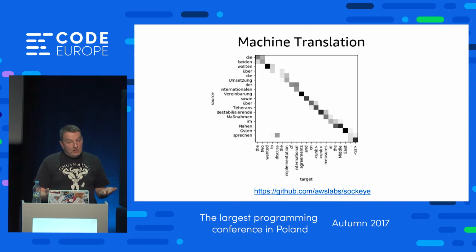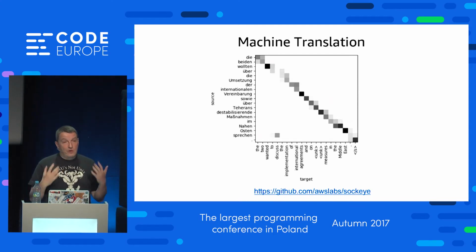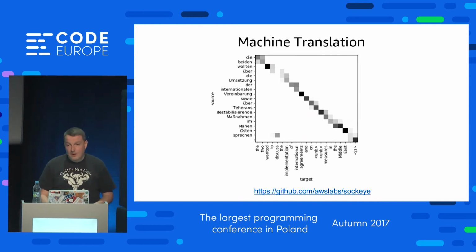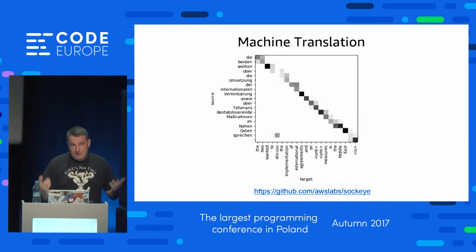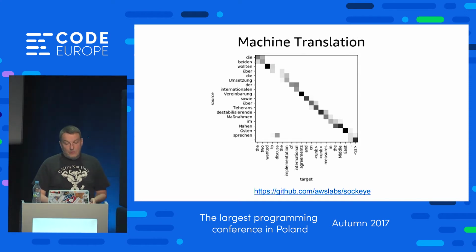We can do machine translation. Actually, this one is an open source project by AWS. It's called Sockeye, and you train a model on translating, I don't know, English to French or German to Swedish or whatever. If you have the data set, train it for a few hours and you can translate. Works quite well.